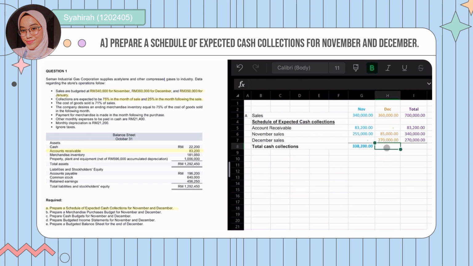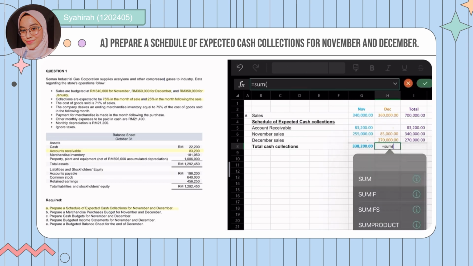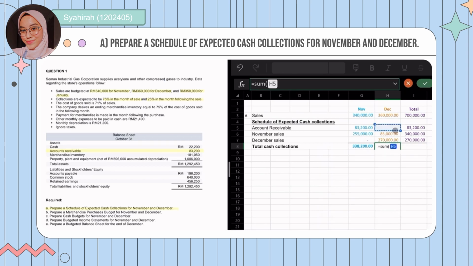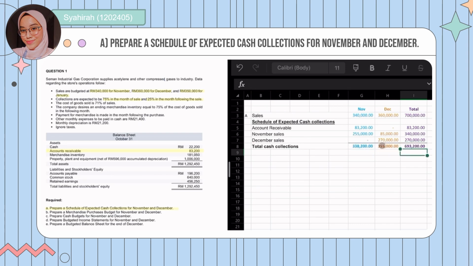And then the same for December, just do the same thing. We select the cells like this, and then drag until here, and then close the bracket, and then you will get 355,000. And then same here, we just total it up, we don't have to drag, and then we will get 693,200. So the total cash collections for November is 338,200, and for December is 355,000. So the total cash collections for November and December is 693,200.